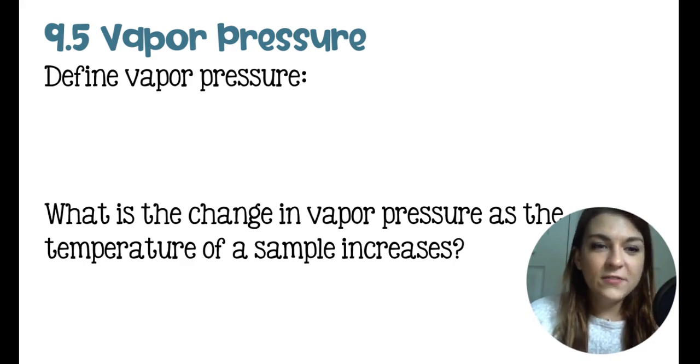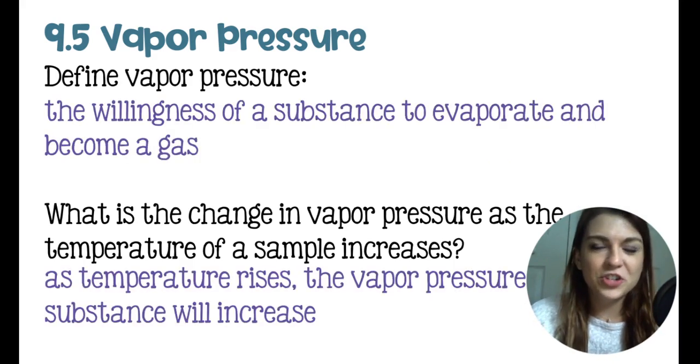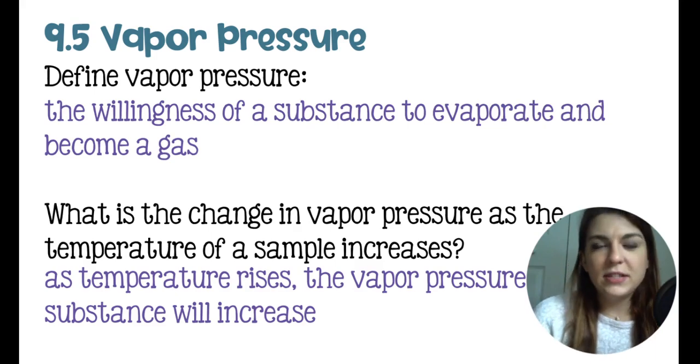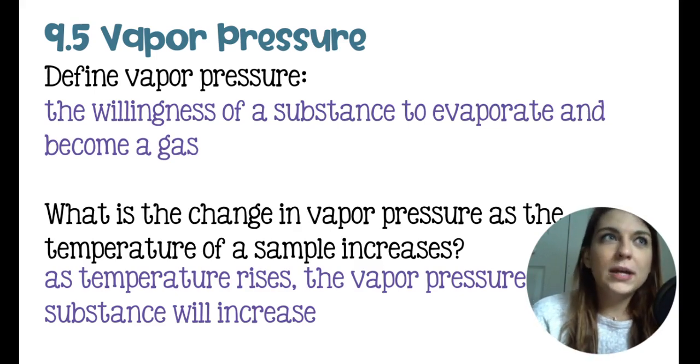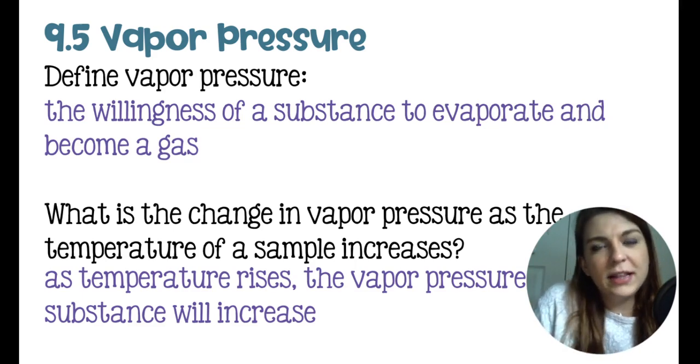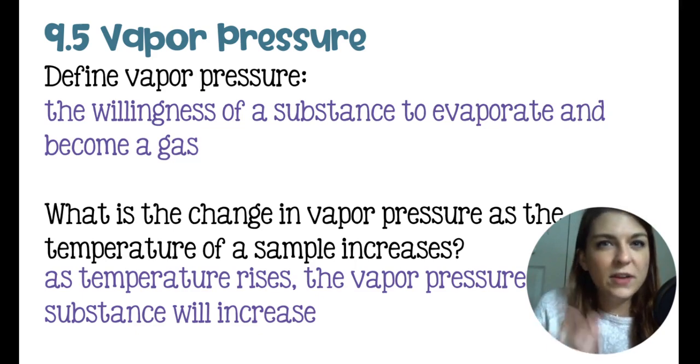Next up, define vapor pressure and describe what happens to vapor pressure when the temperature increases. I like to describe vapor pressure as the willingness of a substance to evaporate and become a gas. Some will say that it is the pressure on the surface of a liquid as it is evaporating to become a gas. It has to push against the atmosphere, and that pushing is the vapor pressure. So that'll be just fine.